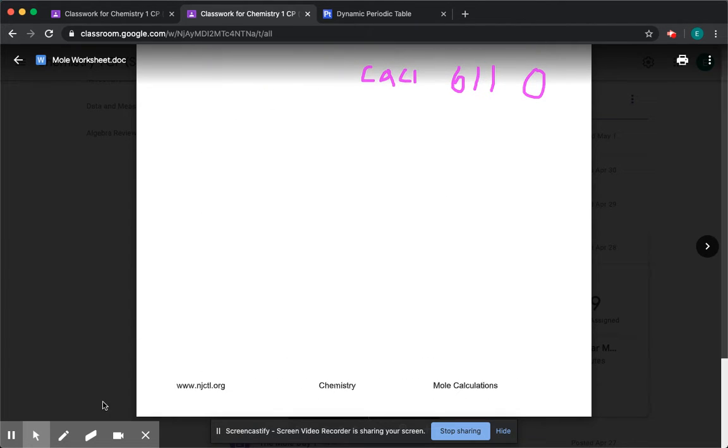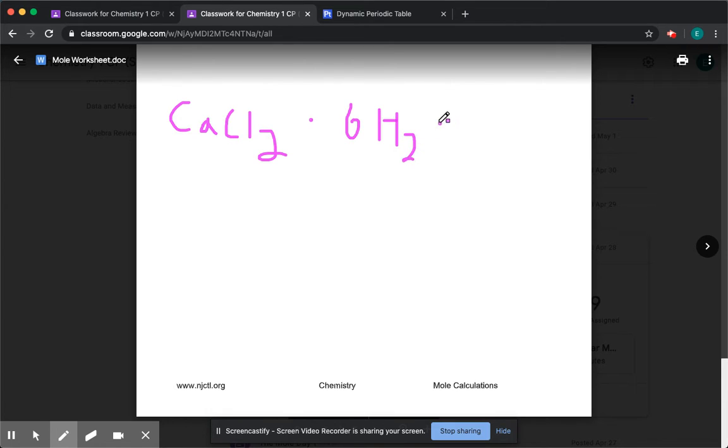I think we have blank space at the bottom. Let me do this down here since we have blank space. So again, CaCl2 with 6 waters. So the water mass would be 6 times 18. That's the water mass.